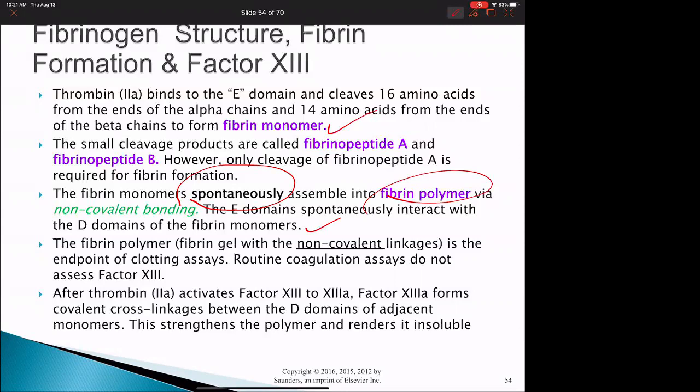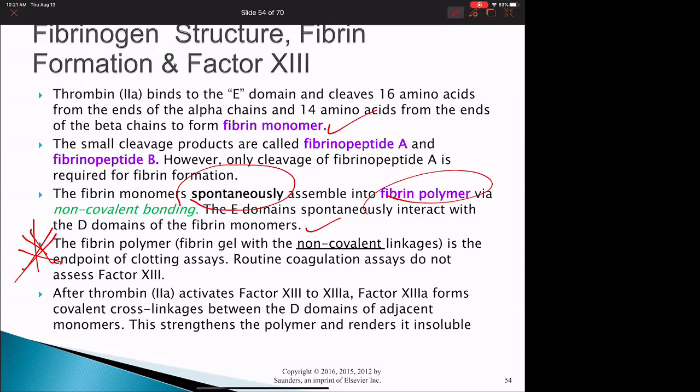The fibrin polymer, which is also called the fibrin gel, with non-covalent linkages, is the end point of clotting assays. So let me just stop right here to tell you what this means. The fibrin polymer is also called the fibrin gel. The fibrin polymer will be formed from the fibrin monomers. These little monomers spontaneously assemble to form this fibrin polymer, and this is all done by non-covalent bonding. So they just spontaneously come in, interact, and then form this polymer.